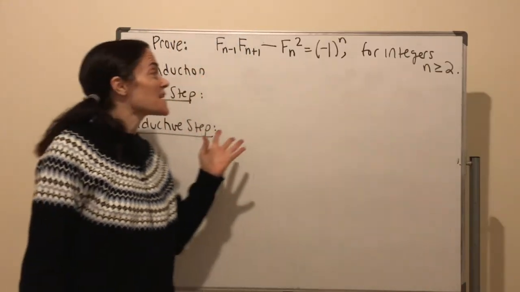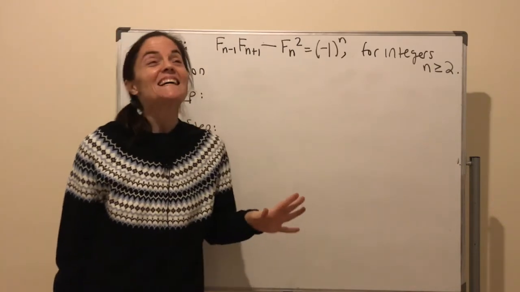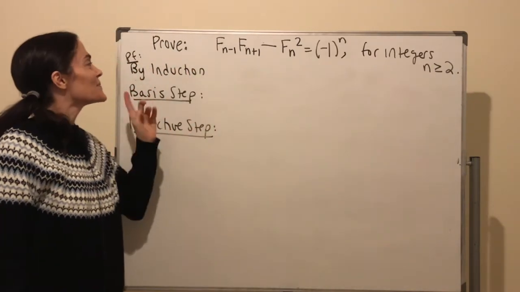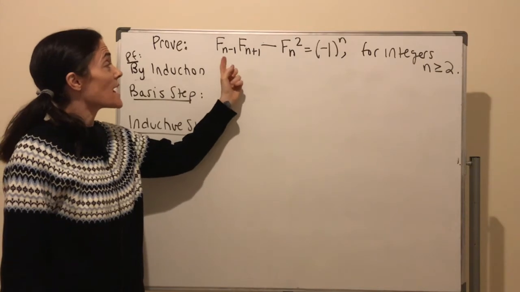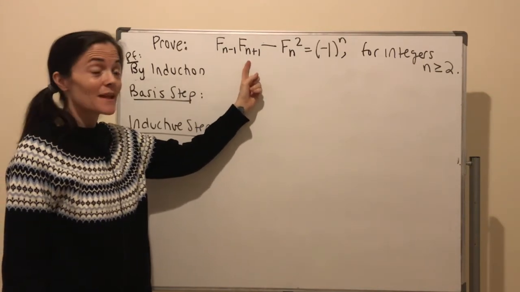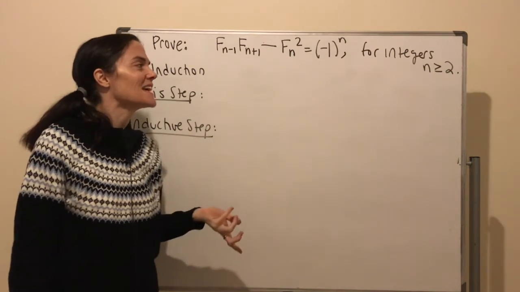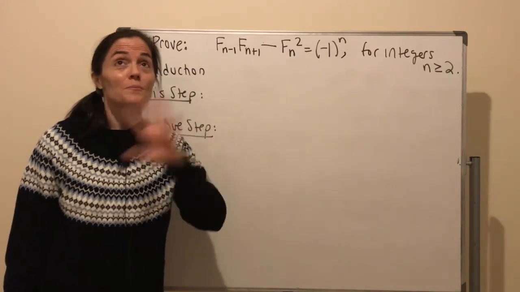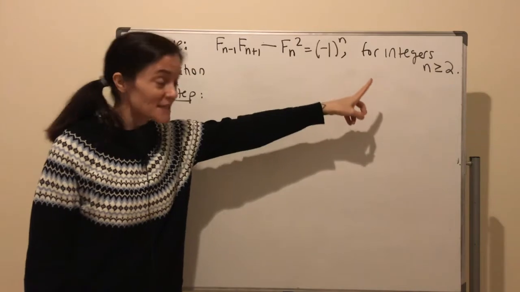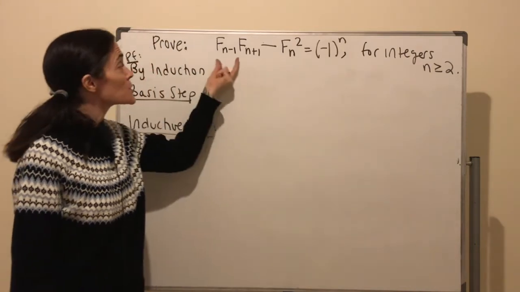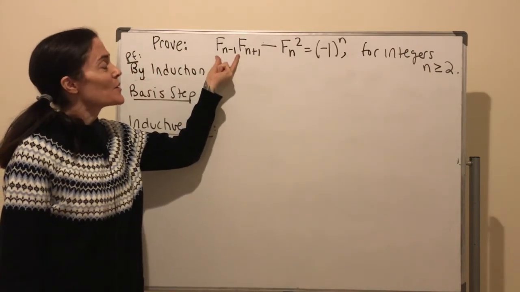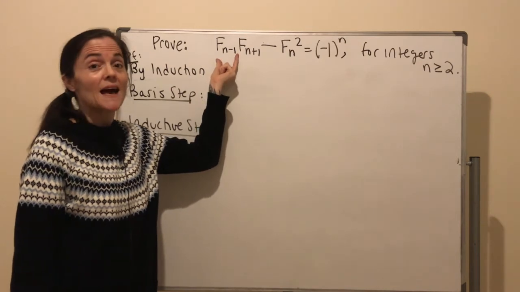My next example is a little more involved, but it's also very fun, I think. We will prove that f_{n-1} times f_{n+1} minus f_n squared is (-1)^n for integers n bigger than or equal to 2. And I'm putting 2 there instead of natural numbers because when you have n equals 2, this is where we see f_1.